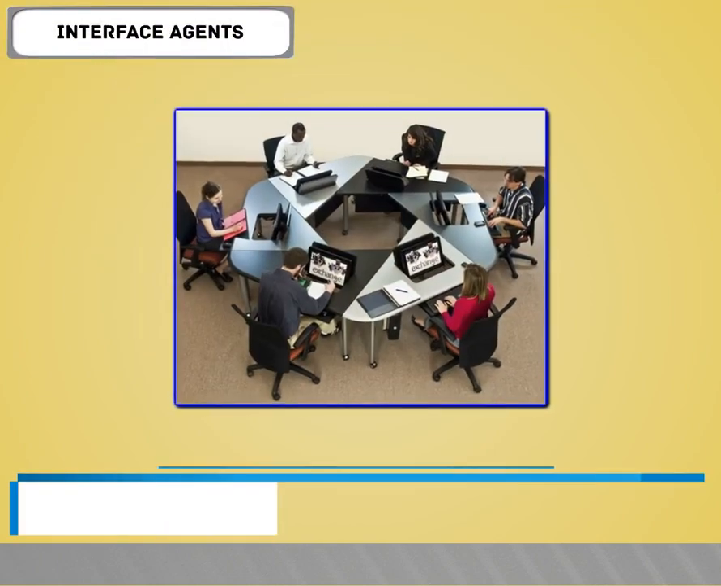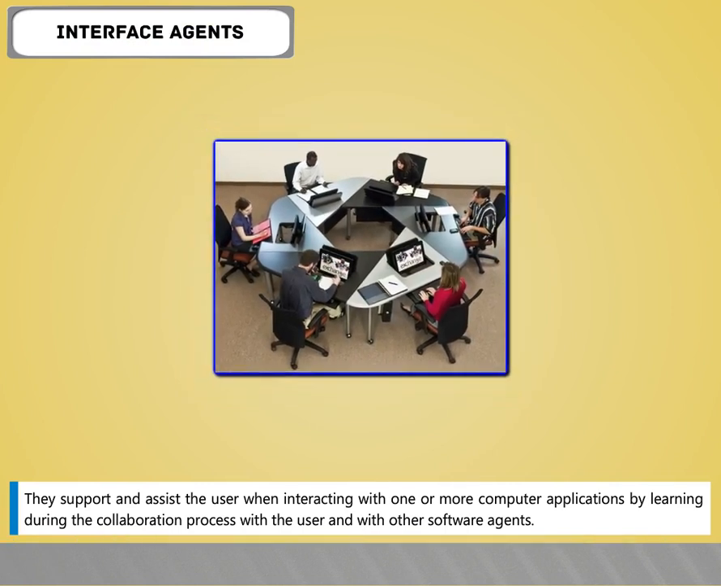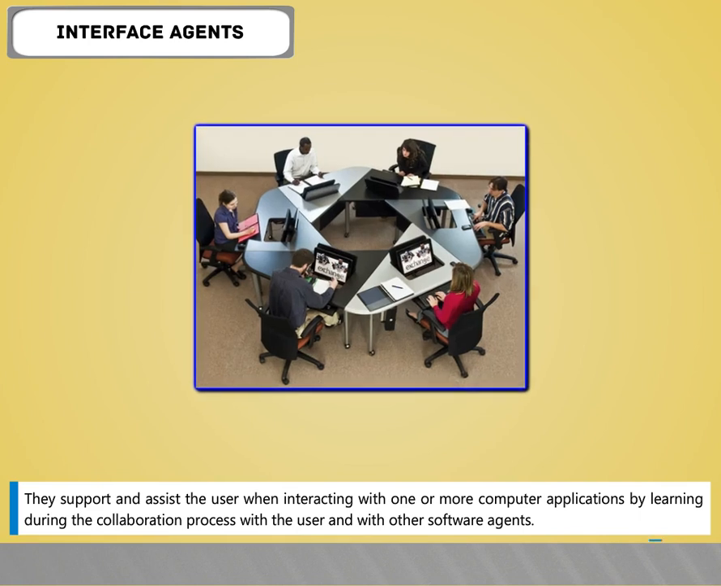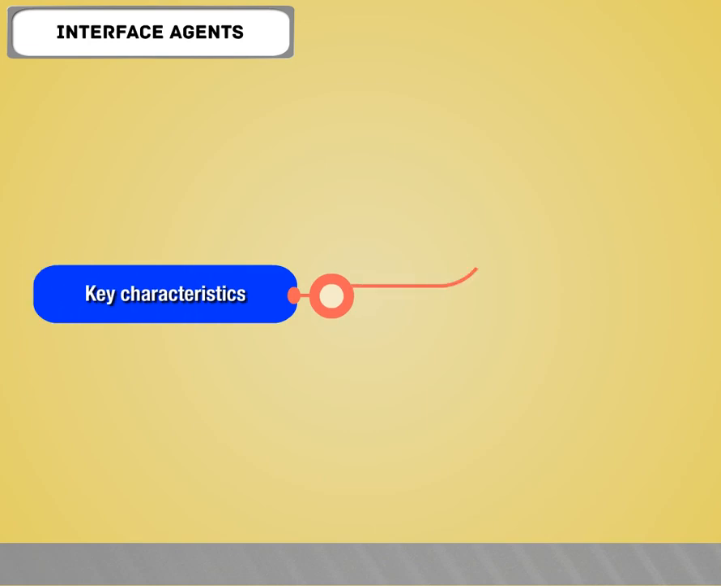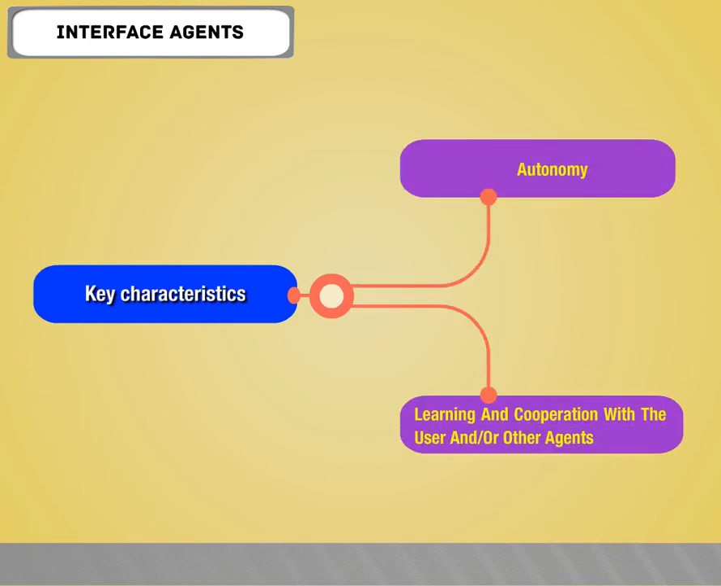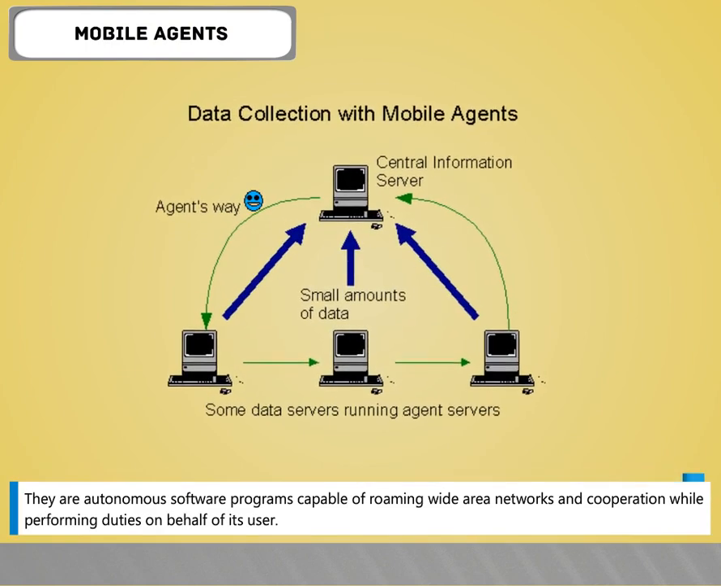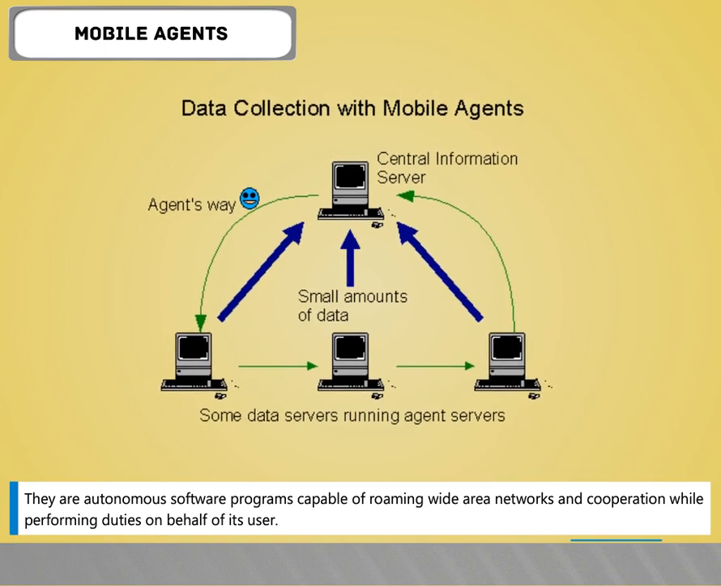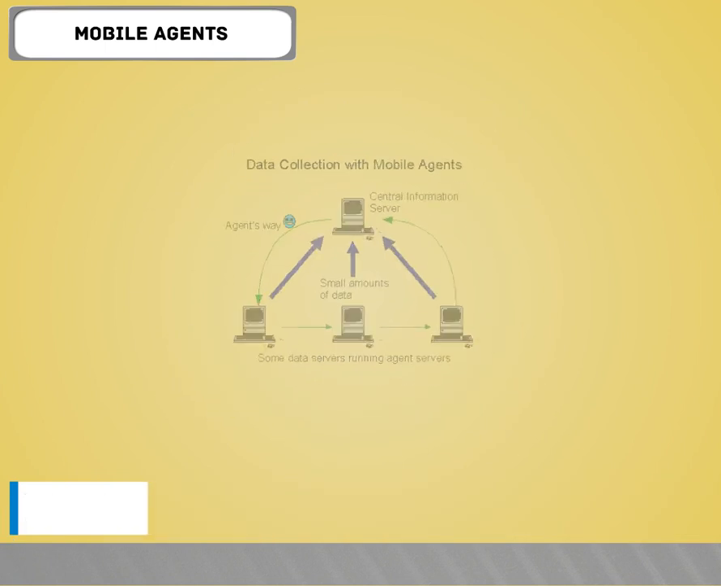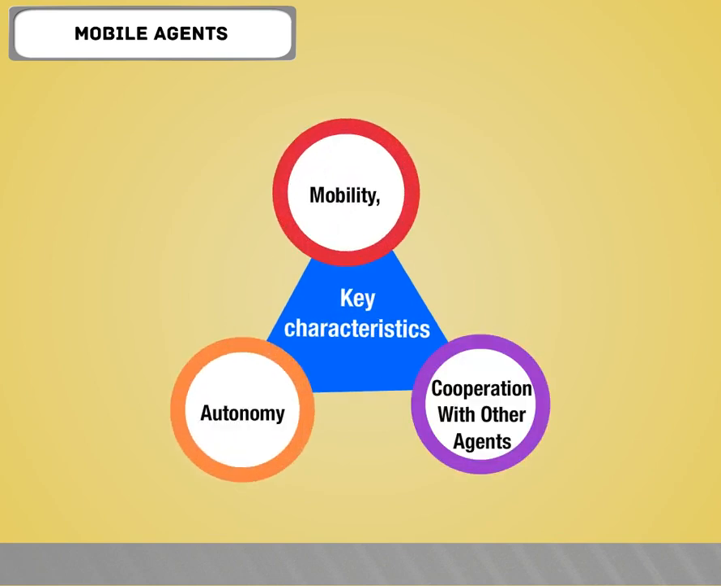Interface agents: they support and assist the user when interacting with one or more computer applications by learning during the collaboration process with the user and with other software agents. Key characteristics: autonomy, learning and cooperation with the user and/or other agents. Mobile agents: they are autonomous software programs capable of roaming wide area networks and cooperation while performing duties on behalf of its user. Key characteristics: mobility, autonomy, and cooperation with other agents.